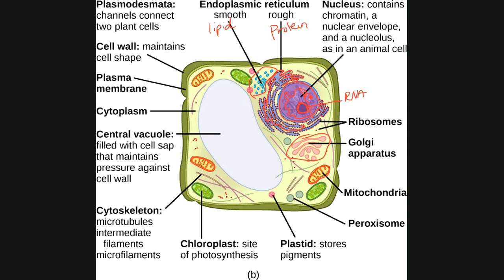So some cells have more mitochondria than others. It depends on the energy requirement. So your muscle cells that you use a lot, they're going to have lots of mitochondria because you need lots of energy currency in those cells. So the mitochondria, we're going to say powerhouse. Job is to make ATP, which is the energy currency.